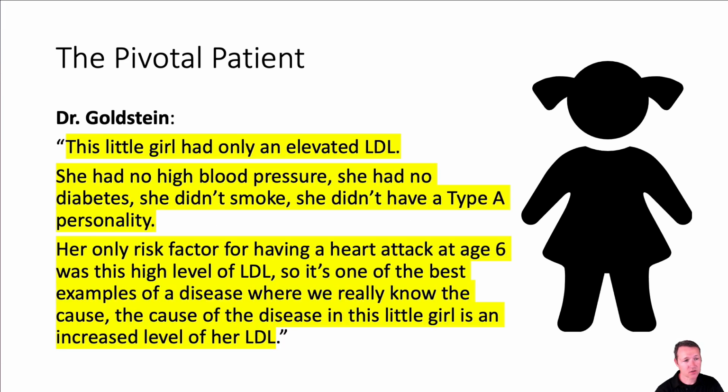Goldstein says, "This little girl had only an elevated LDL. She had no high blood pressure, she had no diabetes, she didn't smoke, she didn't have type A personality. Her only risk factor for having a heart attack at age 6 was this high level of LDL." So it's one of the best examples of a disease where we really know the cause. The cause of the disease is that this little girl has an increased level of LDL.